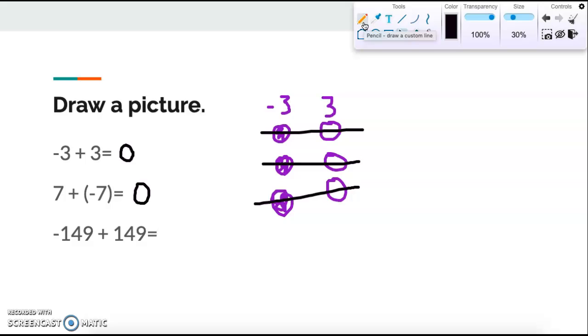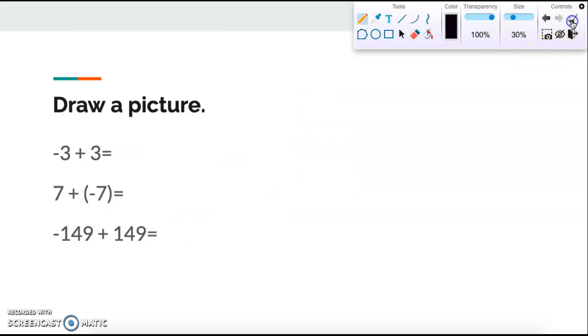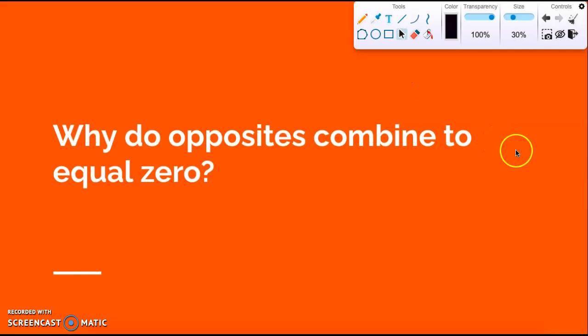Okay. What about negative 149 plus 149? We don't have to draw out that picture. That would be a lot of circles. We know that these numbers are opposites. Opposites always combine to equal 0. Okay, so the big question here is, why do opposites combine to equal 0? Okay, if we have the same number of positives to the same number of negatives, every single one of those has an opposite one that cancels it out. They all cancel out, and we are left with 0.